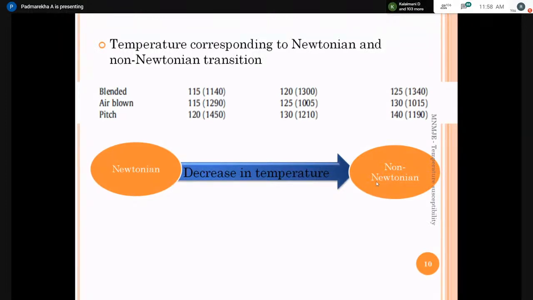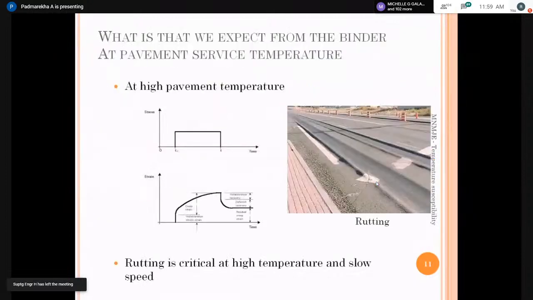You know that the flow behavior depends on the temperature. So I measure a viscosity value at different temperatures and decide what temperature we have to use for mixing and compaction. The determination of mixing and compaction temperature is dealt with in detail in the mix design. A small part of the mix design will be dealt with by Professor Murali Krishnan later in this training program. So keep in mind that viscosity is shear rate dependent and time dependent in the non-Newtonian region. At high temperature, it exhibits Newtonian response, and as the temperature reduces during compaction, it exhibits non-Newtonian response.